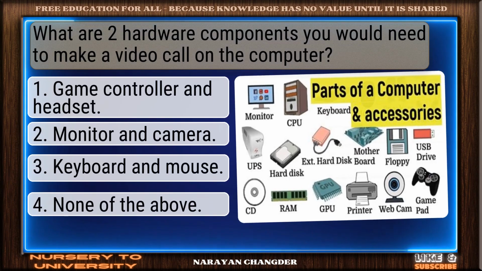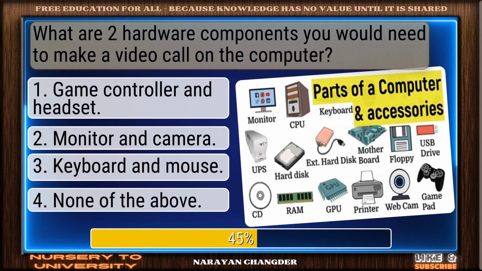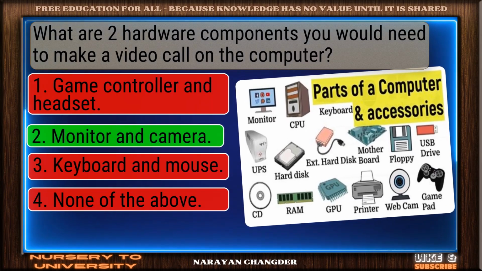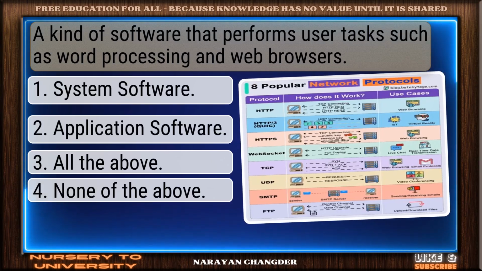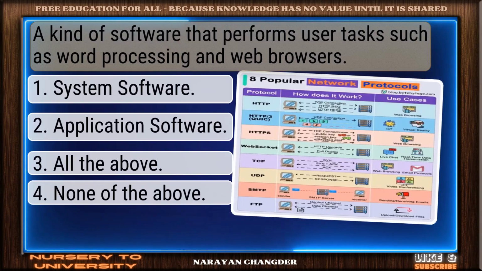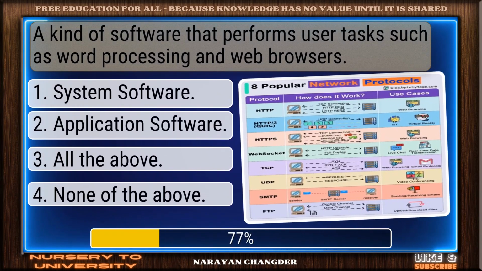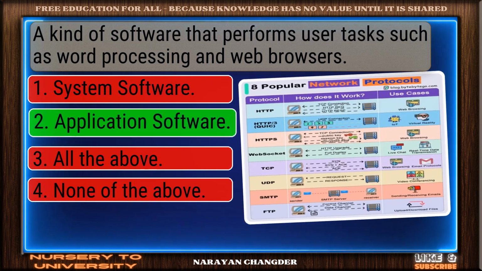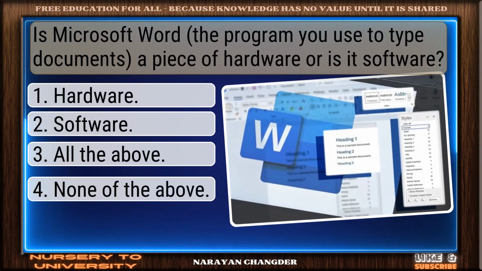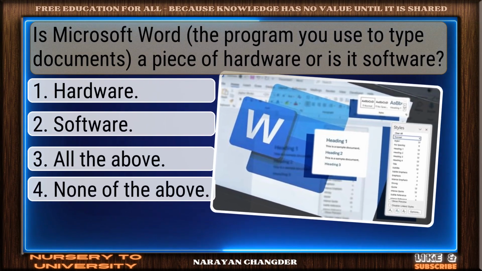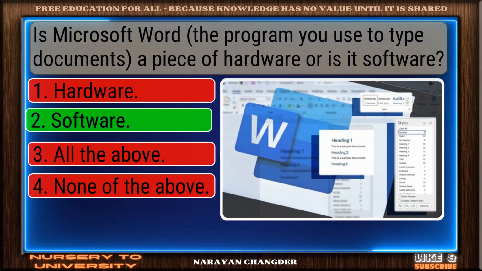What are two hardware components you would need to make a video call on the computer? Clear logic. Your choice, monitor and camera, is sound and 100% true. A kind of software that performs user tasks such as word processing and web browsers. Great job. Application software is the accurate answer. Is Microsoft Word a piece of hardware or is it software? Bravo. Software is the answer.